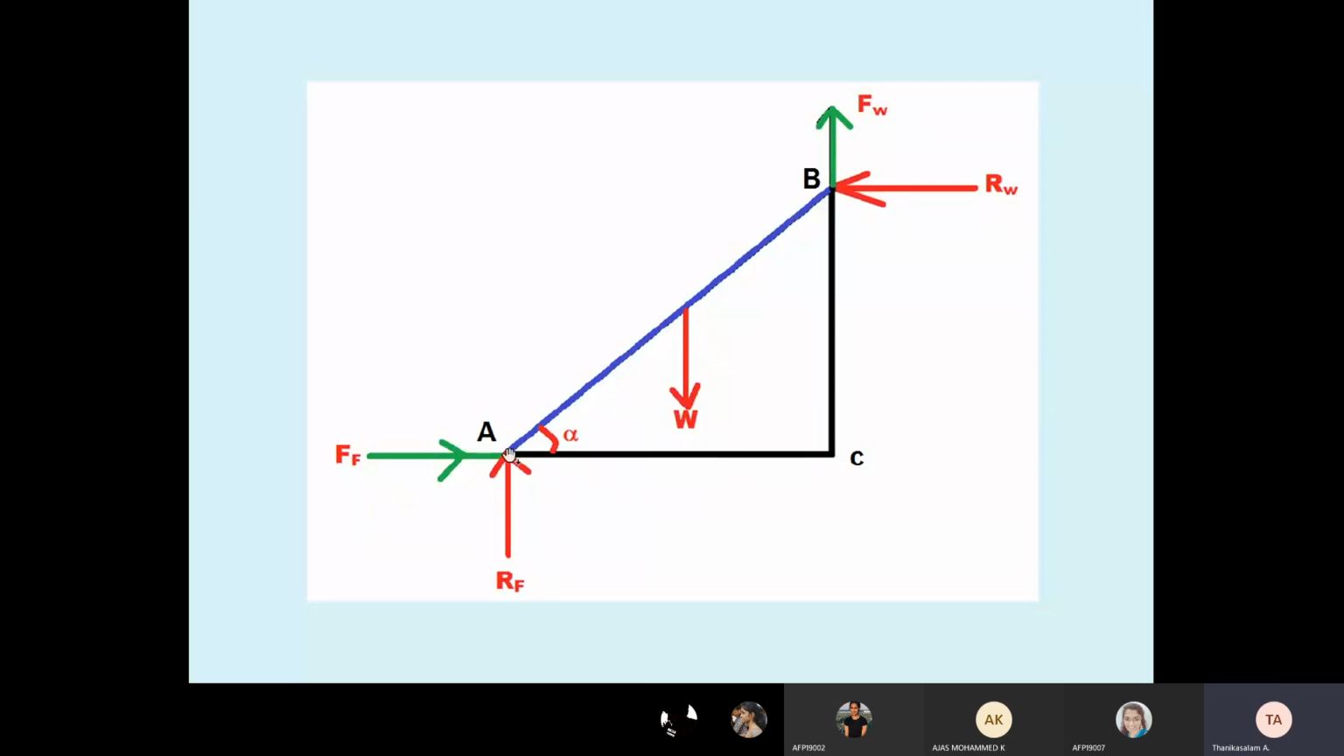At point A, the floor, the ladder is touching. As per Newton's third law, every action has an equal and opposite reaction. Therefore, RF, the reaction at the floor, is upward. The ladder may go to the left side, therefore friction is to the right side, FF, friction at the floor. Similarly, at point B, the wall, the friction must go vertically upward, FW, friction at the wall.